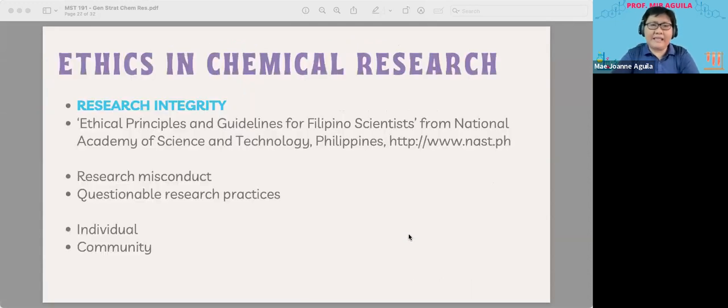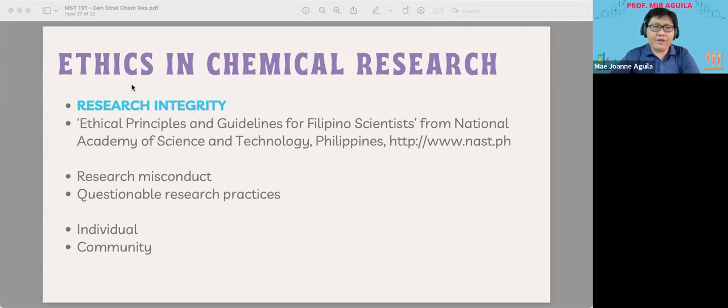Okay. But when we talk about ethics in chemical research, this is really about research integrity. So you or your student as a researcher should have integrity. The National Academy of Science and Technology in the Philippines, the highest and esteemed collection of scientists in the Philippines, composed of academicians and national scientists, have these ethical principles and guidelines for the Filipino scientists. Since your students are scientists in the making, science enthusiasts, it does not hurt to let them read these ethical principles and guidelines. It is available, the last time I checked, on their website. So you can download it.